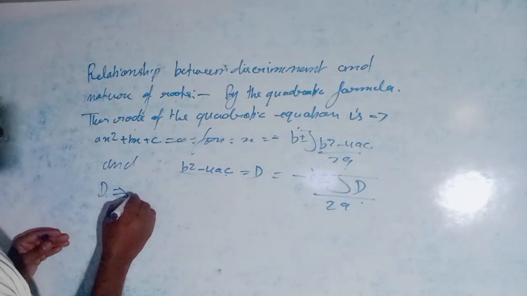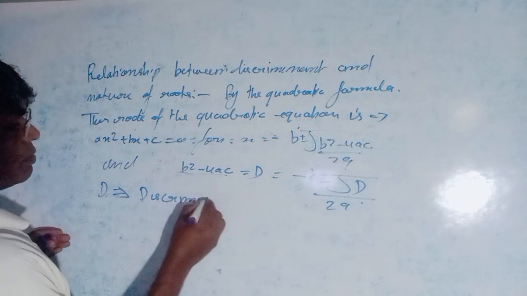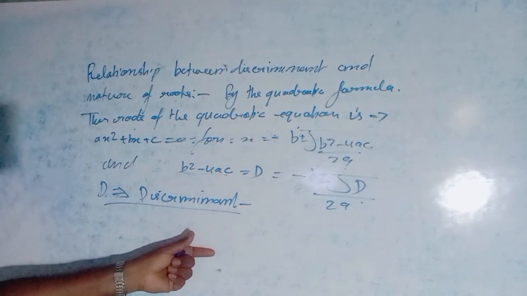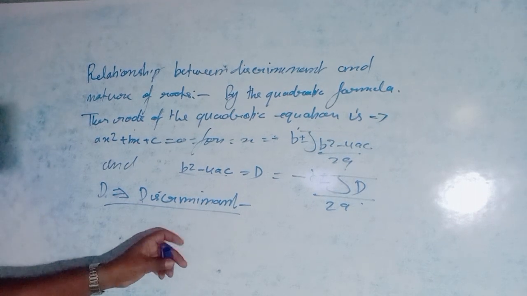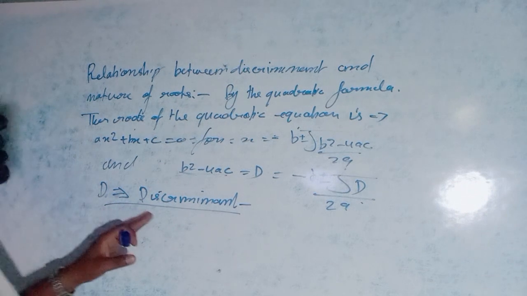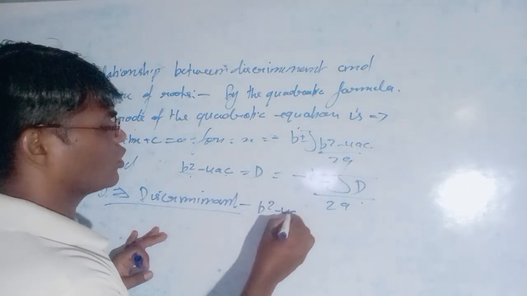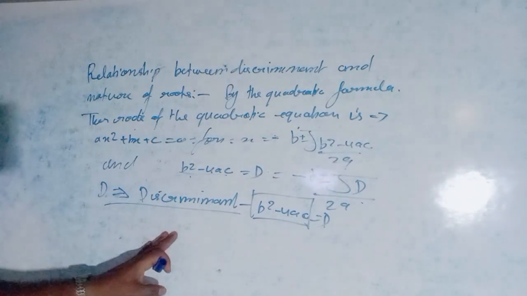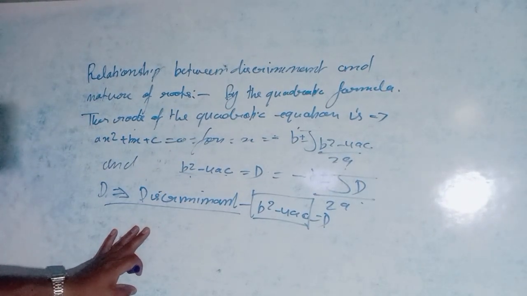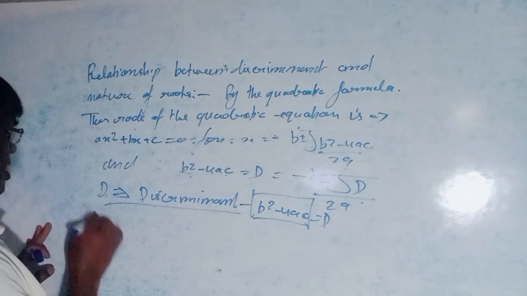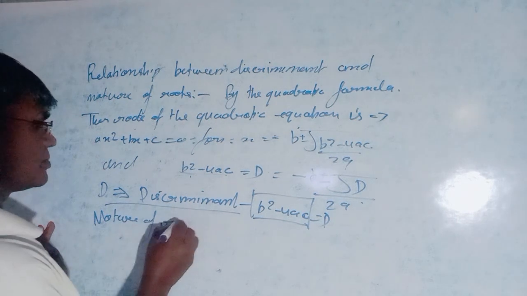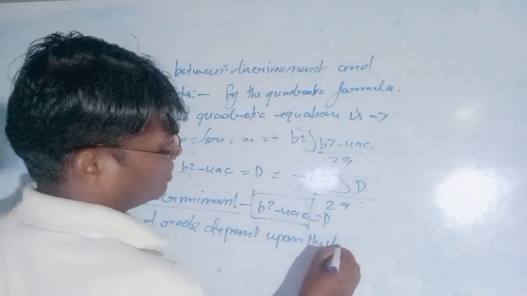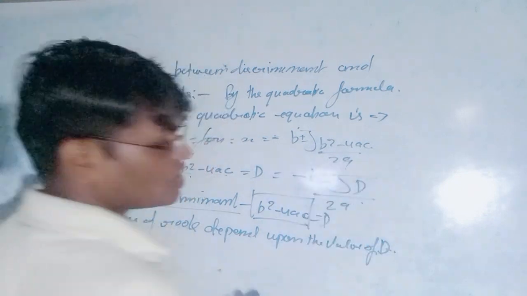D stands for discriminant, and it is always b² − 4ac. We will study here that the nature of roots depends upon the value of D, the discriminant.